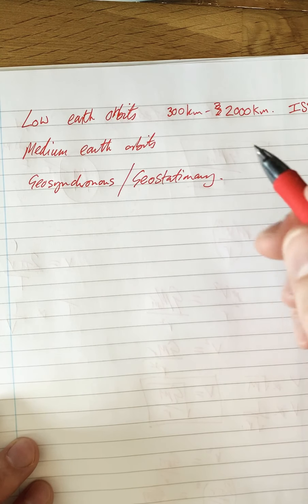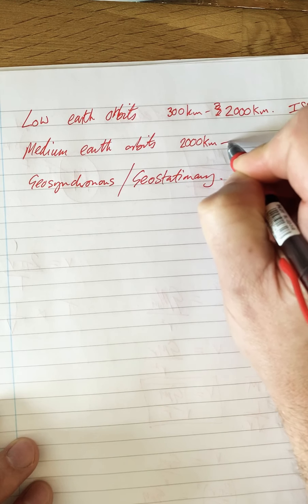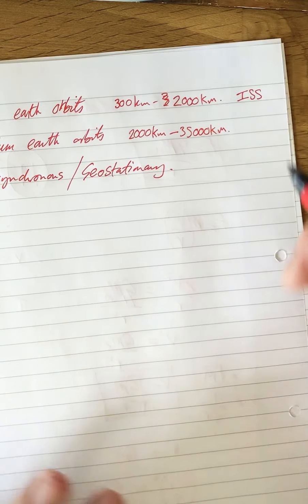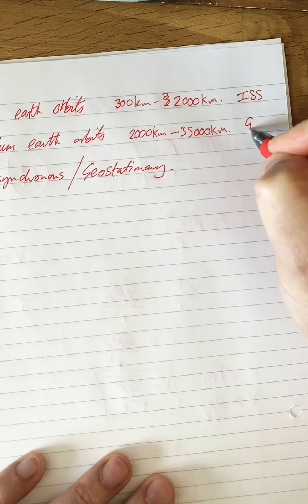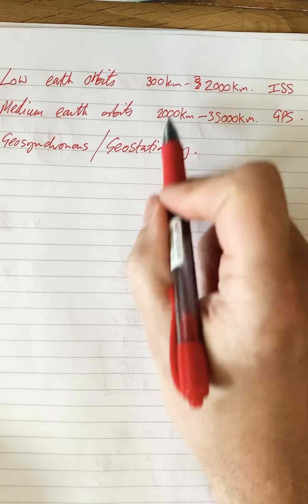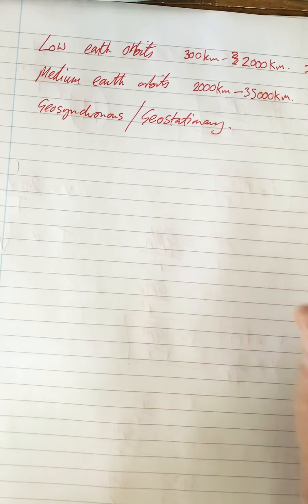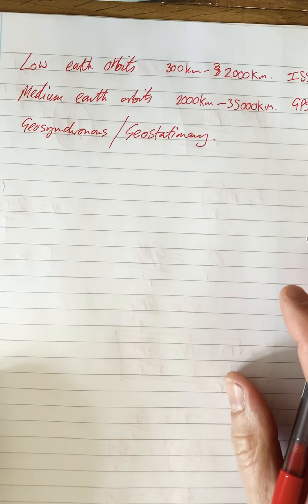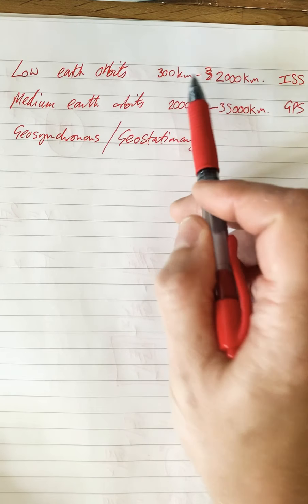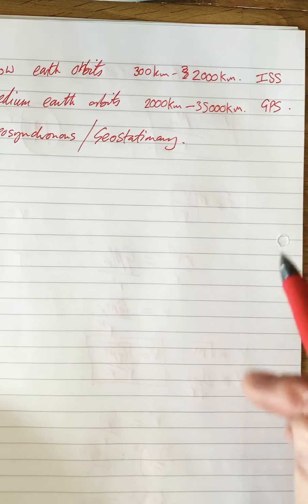Medium Earth orbits are typically around 2,000 kilometers up to about 35,000 kilometers. A good example of these satellites would be GPS, the global positioning system. They're the satellites that make sure that you can drive to a certain location. Now, anything at this distance will have a certain time period to it, and anything in this range will have a certain time period to it.